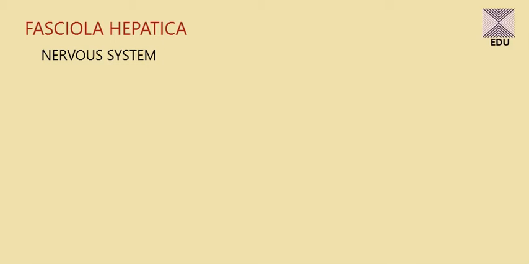So here, if I have to give you two subparts of the nervous system, number one is the central nervous system, or CNS, and the second part is the PNS. This is the peripheral nervous system, which is going to the periphery, to the whole body. So we are starting with the very first part, the central nervous system.